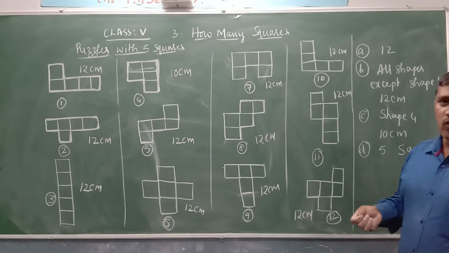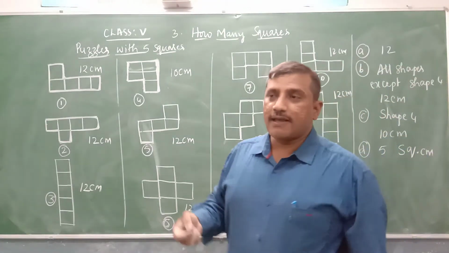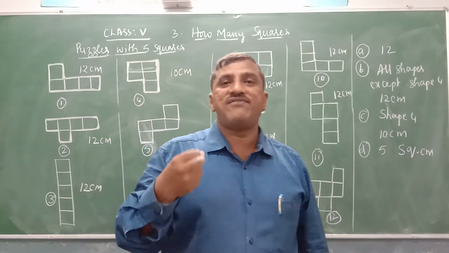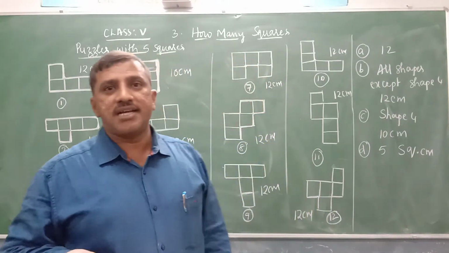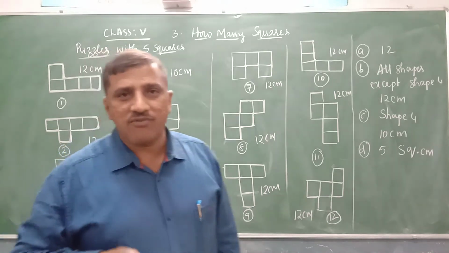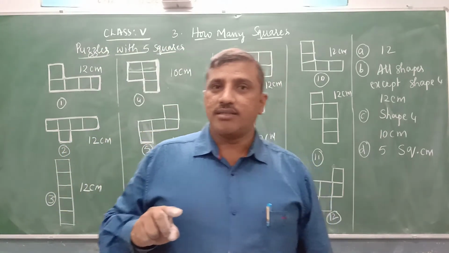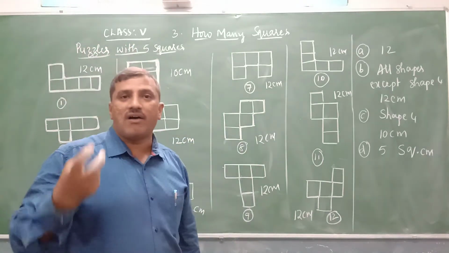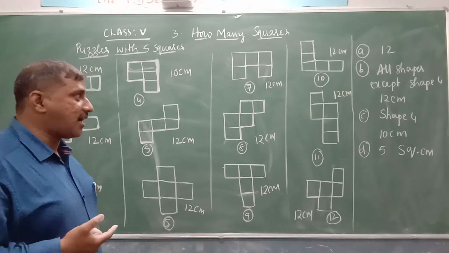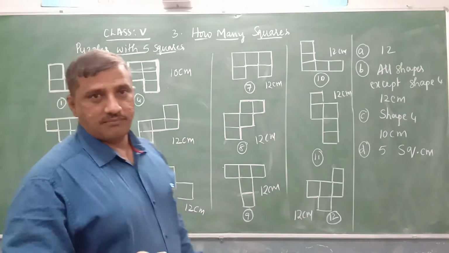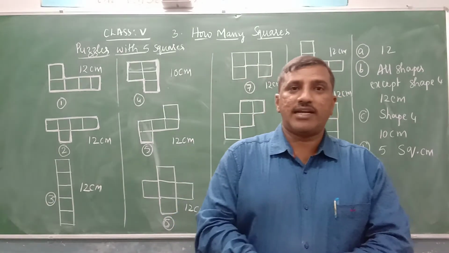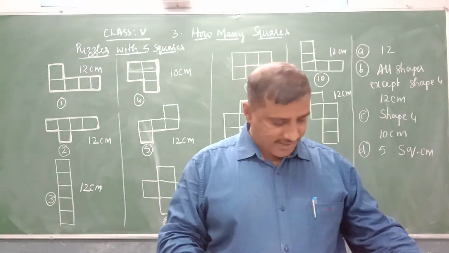So what do we conclude from this? With 5 squares we can draw a maximum of 12 different shapes, and among all the 12 different shapes, only one shape will have a different perimeter. The remaining 11 shapes will have the same perimeter, and their areas are the same. Now look into your textbook, page number 46.